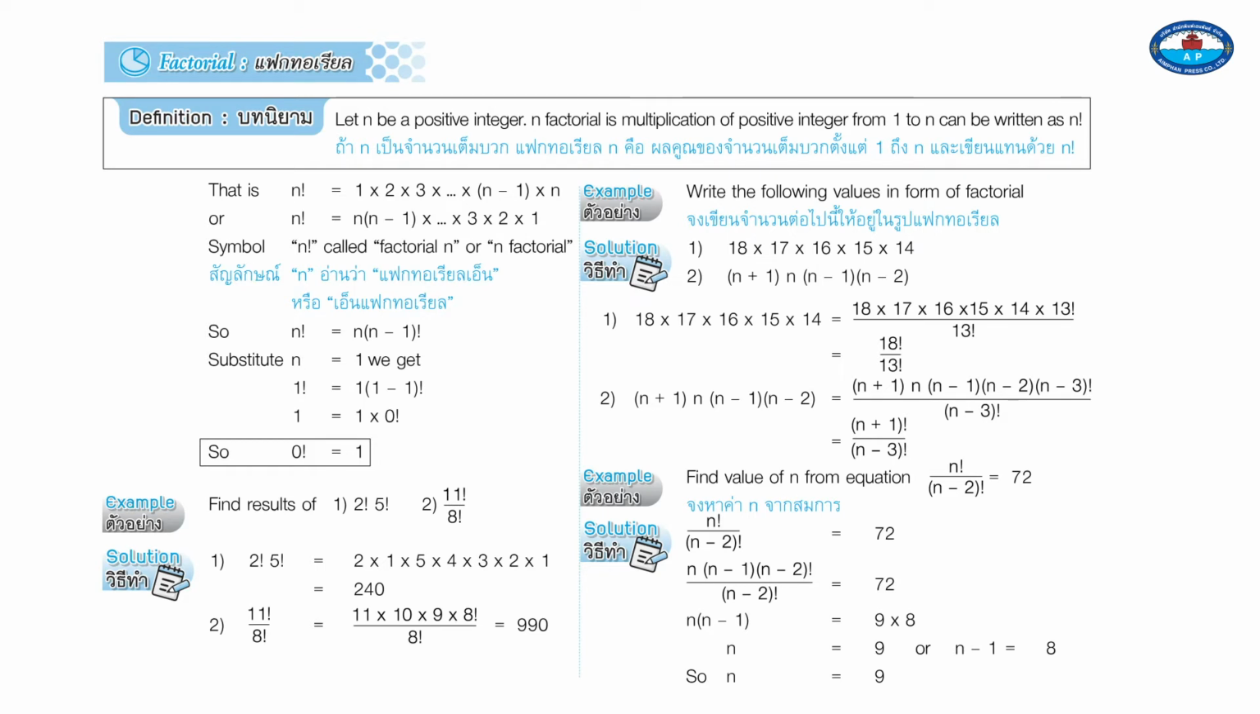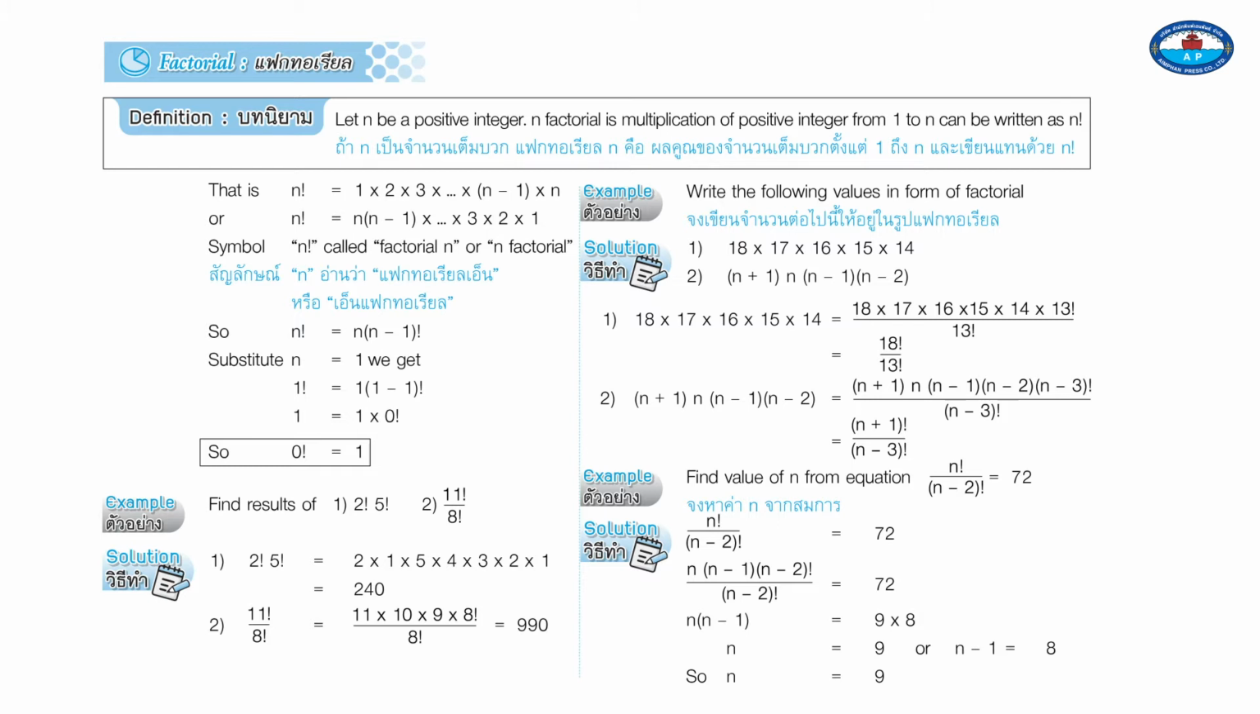Factorial. Definition. Let n be a positive integer. n factorial is the multiplication of positive integers from 1 to n. That is, n factorial equals 1 times 2 times 3 times all the way through times n minus 1 times n, or n factorial equals n times n minus 1 times all the way through times 3 times 2 times 1. The symbol n factorial is called factorial n or n factorial.